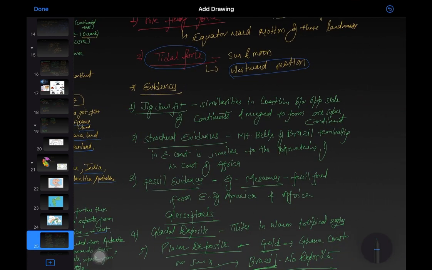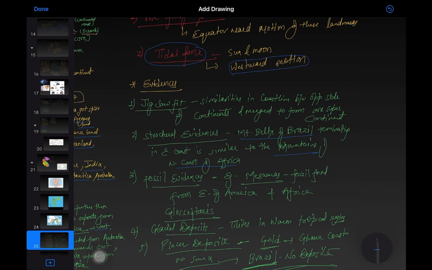Second evidence is structural evidence. That is, the mountain belts of Brazil, which terminate on the east coast of Brazil, similar mountains we find on the west coast of Africa. Between the two continents, we can't find the same type of rock. There are differences in the composition of the rocks, but we can find the same mountain belts near Brazil and on the west coast of Africa. So this is also evidence.